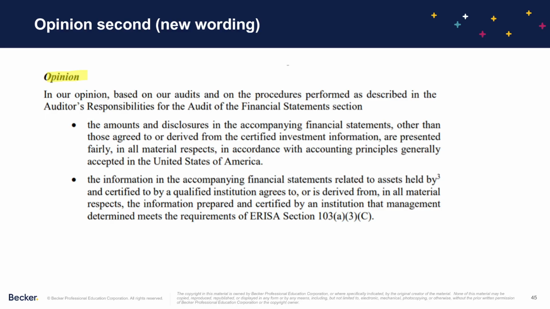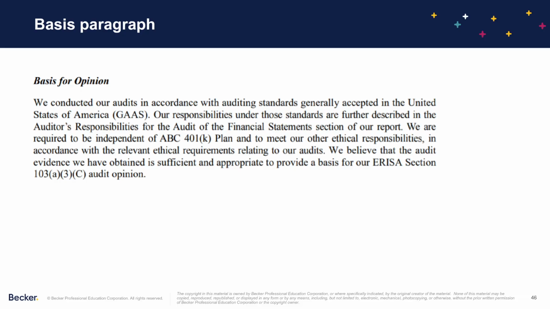We then have our standard language here for our basis for opinion. We conducted our audit in accordance with GAAS. We talk about our responsibilities in the auditor's responsibility section. We talk about how we are required to be independent and that we believe we obtained sufficient appropriate evidence, but they do add "as a basis for our ERISA Section 103(a)(3)(C) audit report." So they do kind of give us that little additional information.